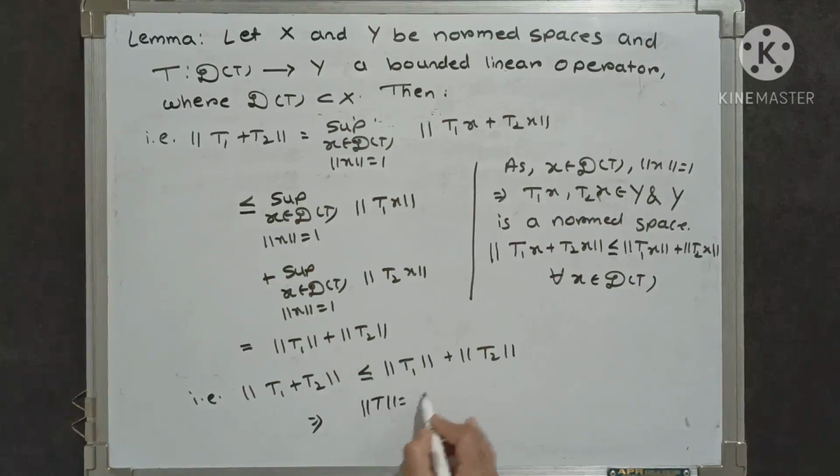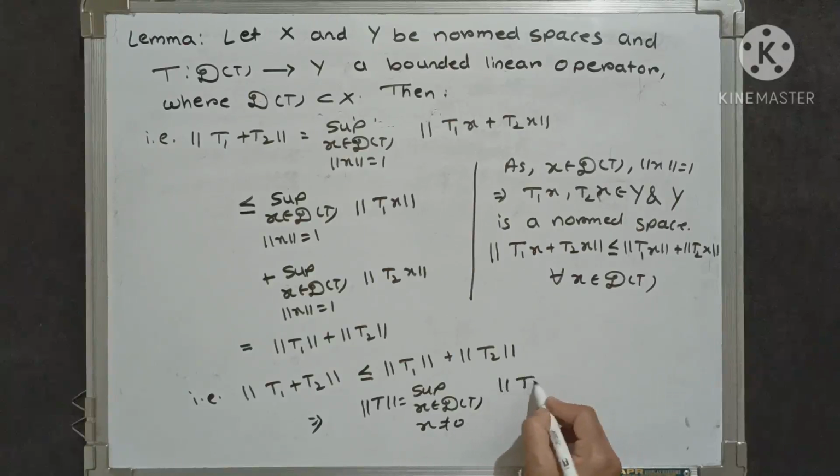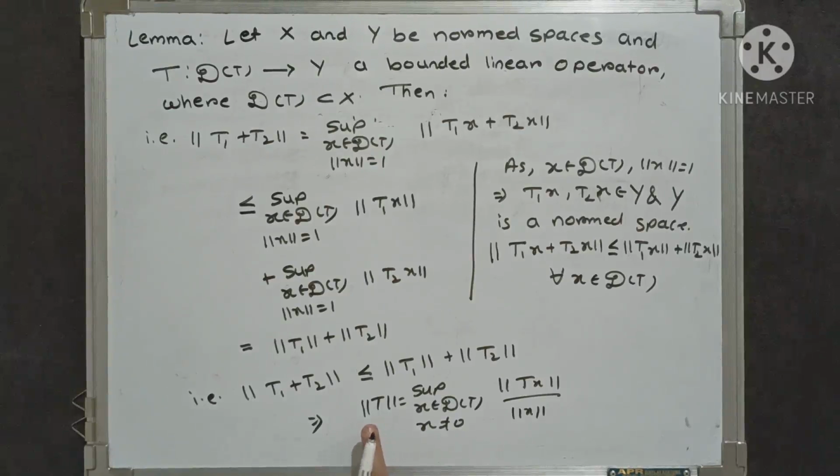And therefore the norm defined like this, norm of T equals the supremum over x belongs to D(T), x not equal to 0, norm of Tx divided by norm of x, satisfies all the axioms of a norm, and therefore it is a norm, and hence in this way we prove the lemma about the bounded linear operator.